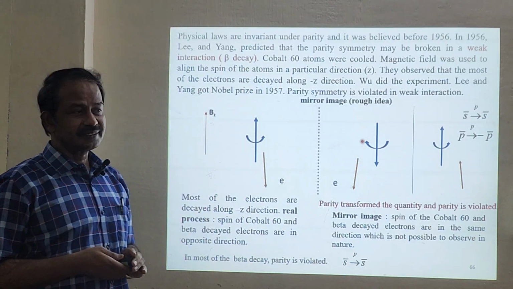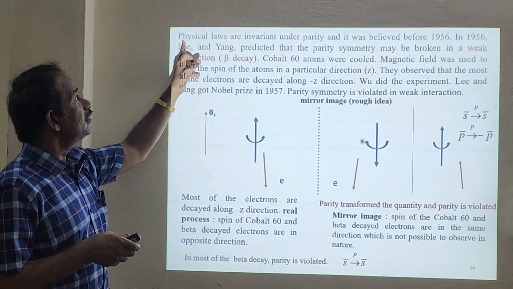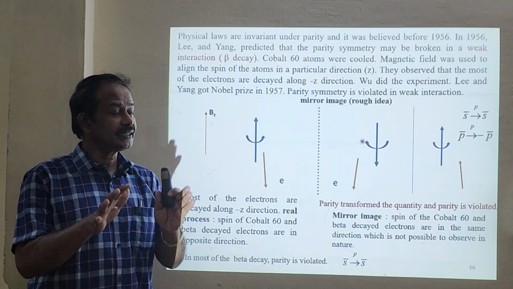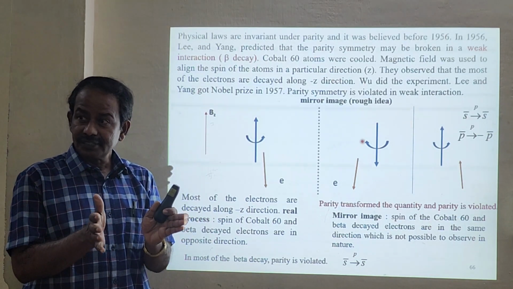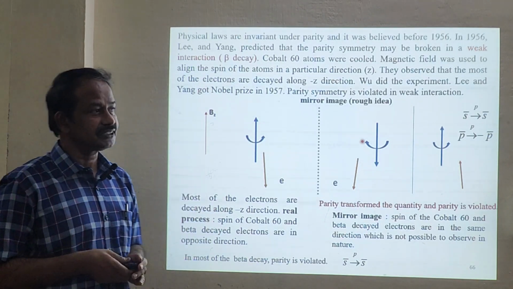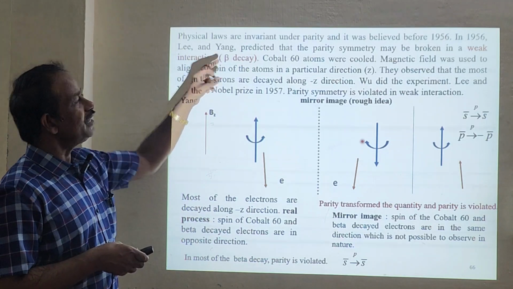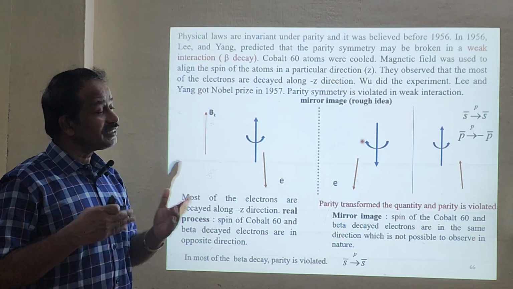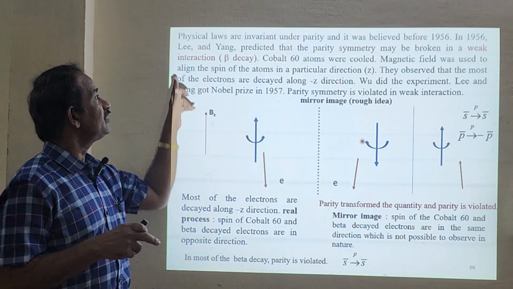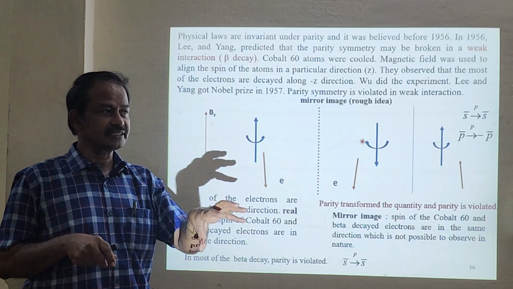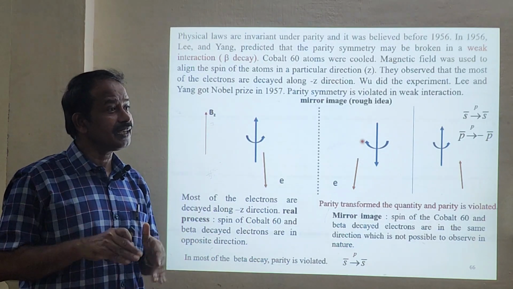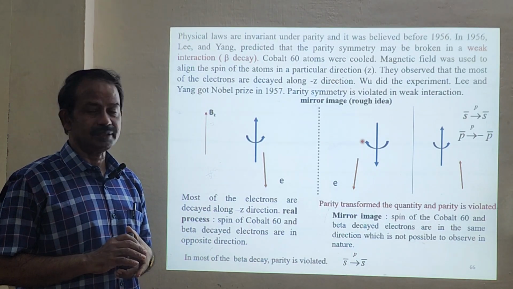Before 1956, people thought that the physical laws are invariant under parity. So whatever happens in a physical system, the same thing also will happen in front of the mirror. They thought like that before 1956. And Lee and Yang predicted that parity symmetry will be broken for the weak interaction, especially for decay of radioactive elements.